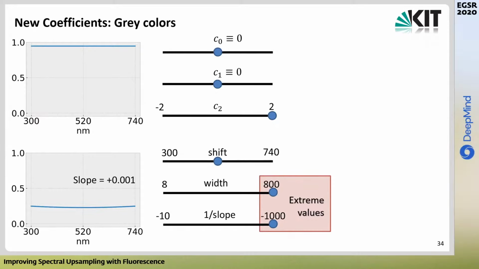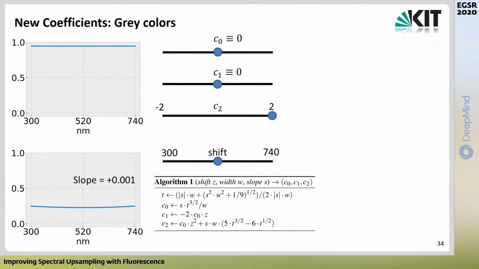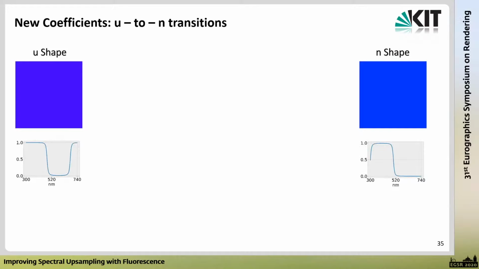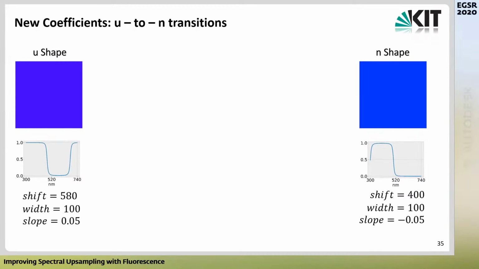Plus, for slope values of exactly 0, the resulting spectrum is actually not defined, since in the algorithm which transforms the new coefficients to the old ones, we need to divide by the slope. And this will cause artifacts when interpolating a U-shaped and an N-shaped spectrum. So in this example, we have two similar colors, but one is described by a U-shaped spectrum with a slope of 0.05, and the other is described by an N-shaped spectrum with a slope of minus 0.05.